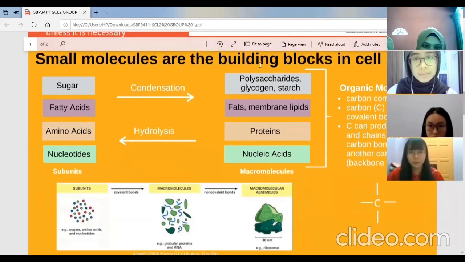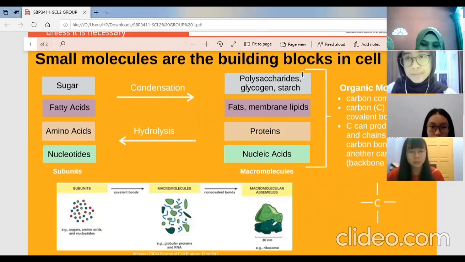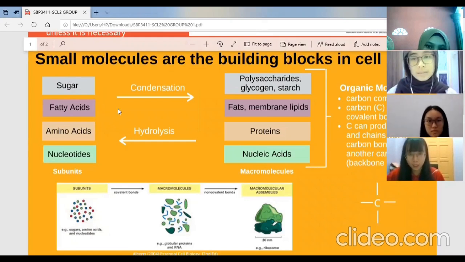Hi, and a very good morning to everyone. So now I will talk about the small molecules that are the building blocks in the cell and also the polysaccharide. Basically the left side is the monomer, which is the small organic building block of the cell. And the right side will be the polymer, or we also call it a macromolecule, which is the larger organic molecule of the cell that is composed of many repeating units of monomer.